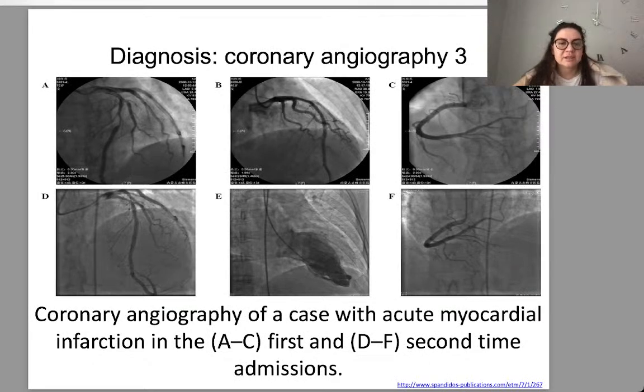Here it is angiographies too, with a case of acute myocardial infarction on pictures A, B, and C, and second admissions D, E, and F after treatment and revascularization. On all first pictures you can see stenosis, severe stenosis that led to myocardial infarction, and on the bottom pictures you see coronary arteries after revascularization.